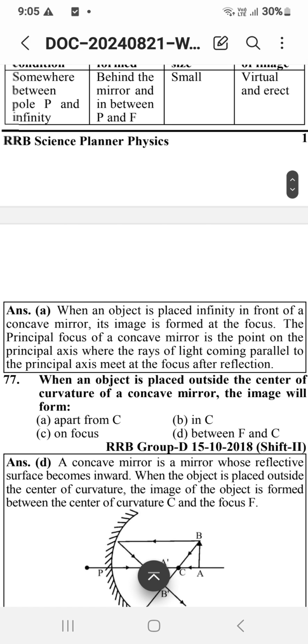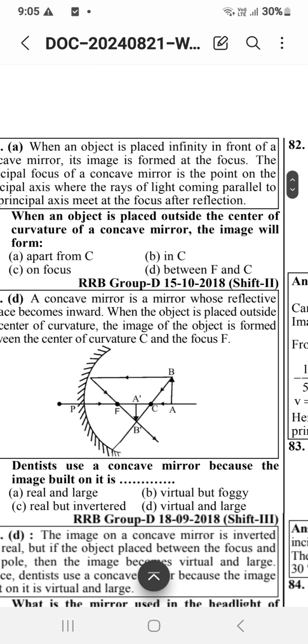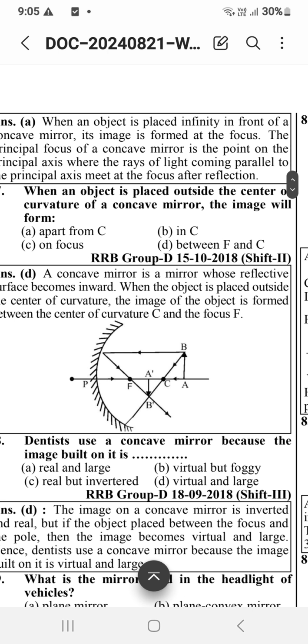When an object is placed outside the center of curvature of a concave mirror, the image will form between F and C. Dentists use a concave mirror because the image built on it is large and virtual.